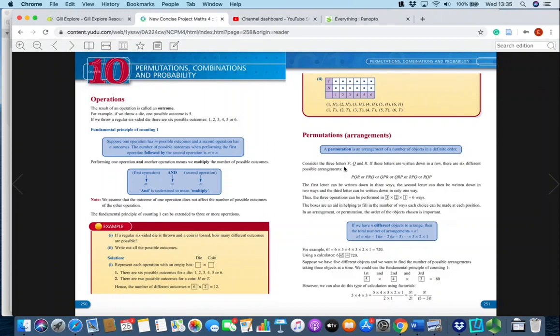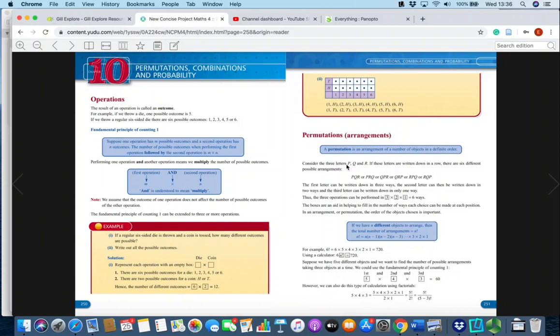So consider the 3 letters P, Q and R. If these letters are written down in a row, there are 6 different possible arrangements. PQR is 1. PRQ is the second one. QPR is the next one. QRP is the fourth one. RPQ is the next one. Or RQP is the last one. So yes, you can write out all of the different outcomes. That's called the sample space when you write out all of the different outcomes.